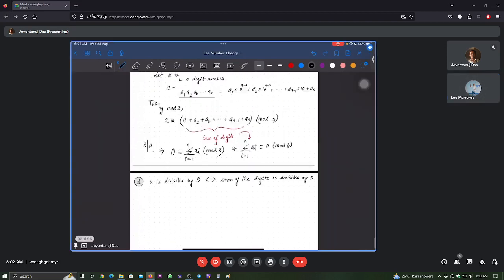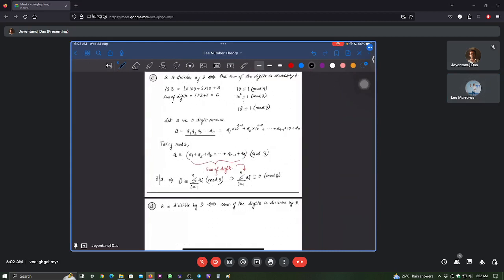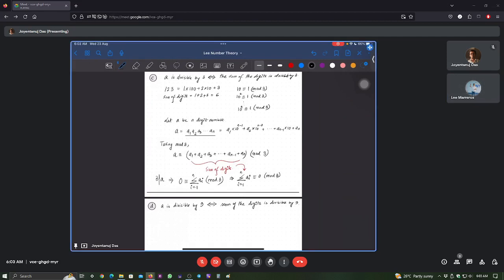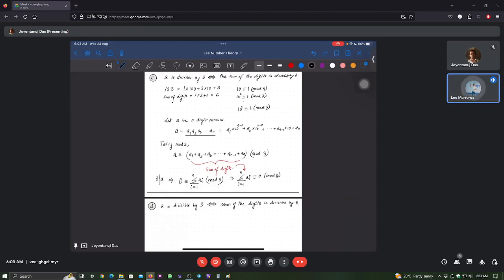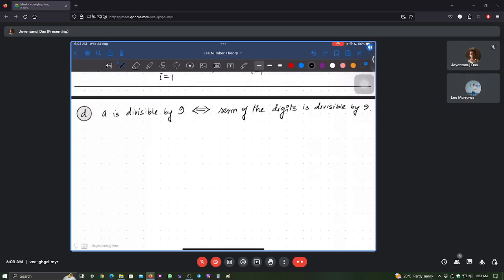So I think the idea is similar. You can proceed like this. So how to do it? Tell me. I mean, we can again do factorization, like a1 multiplied by 10 to the n and so on. So suppose a is an n-digit number.